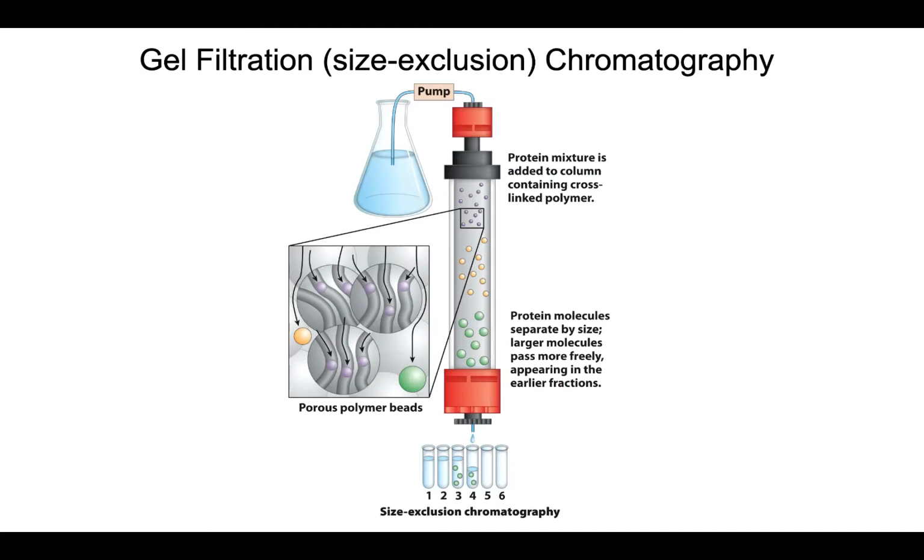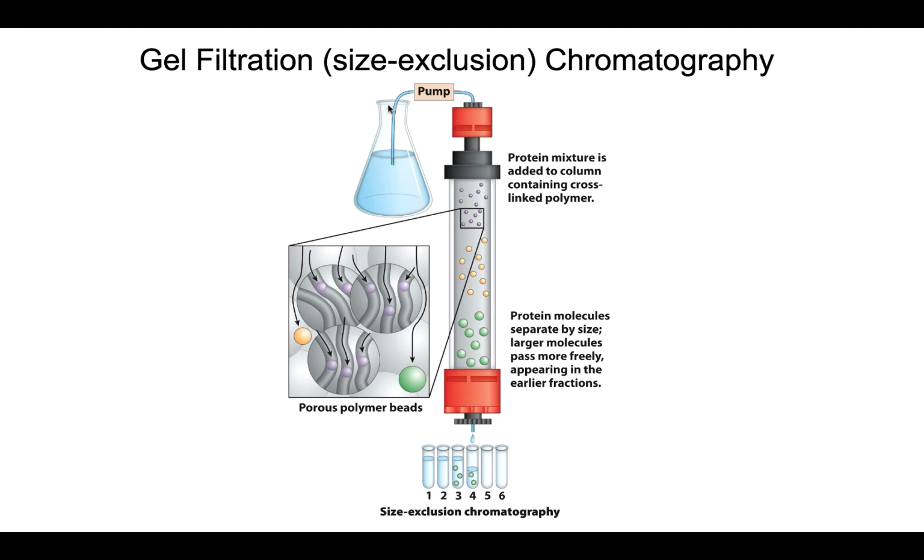Now there are several different types of chromatography, and each type is basically a different type of polymer bead that makes up that stationary phase. So here we have what's called gel filtration, or sometimes called size exclusion chromatography. And if we look closely, each one of these polymer beads, these big gray circles, have pores in them. And those pores are fairly small.